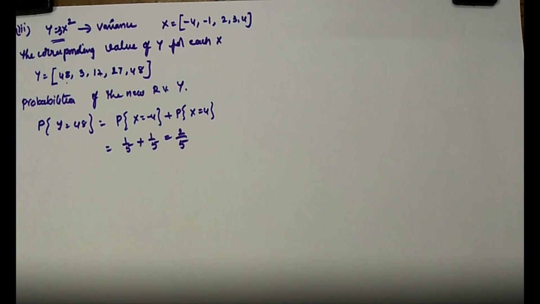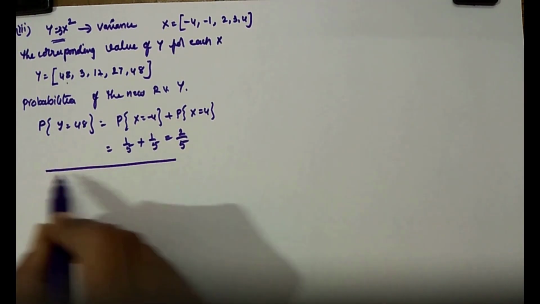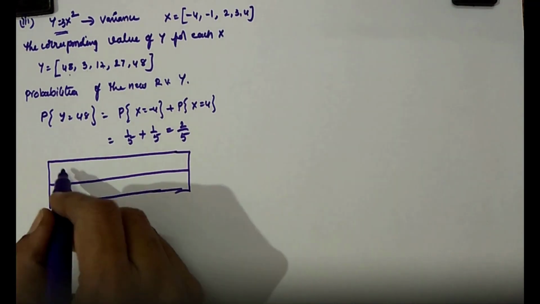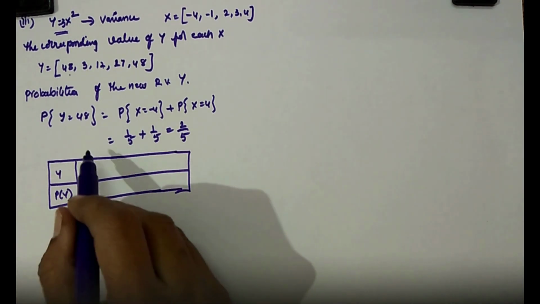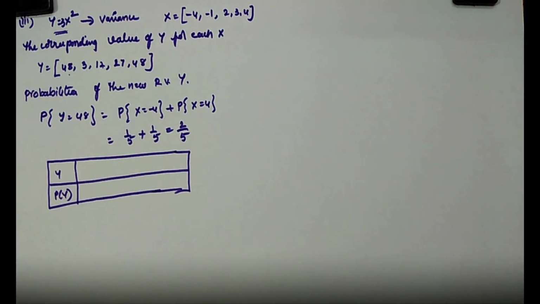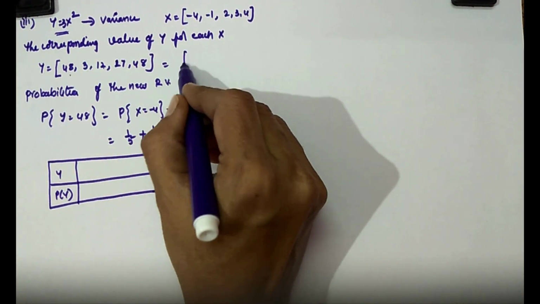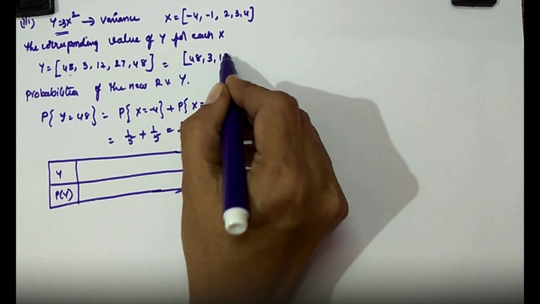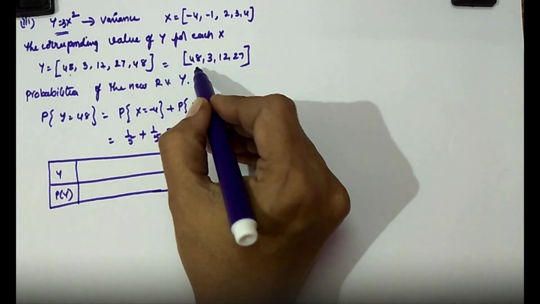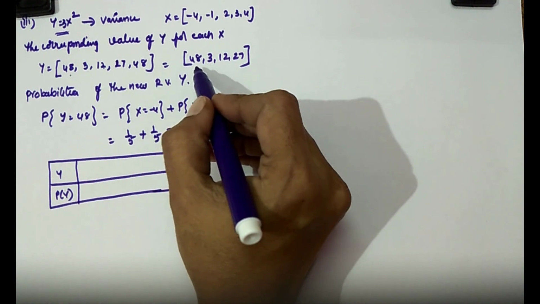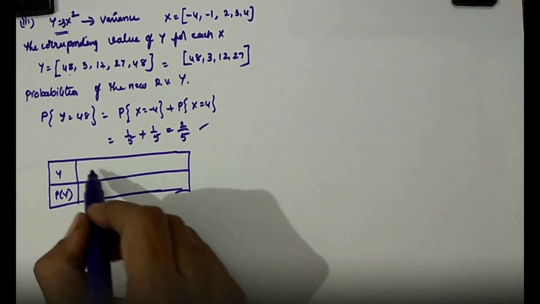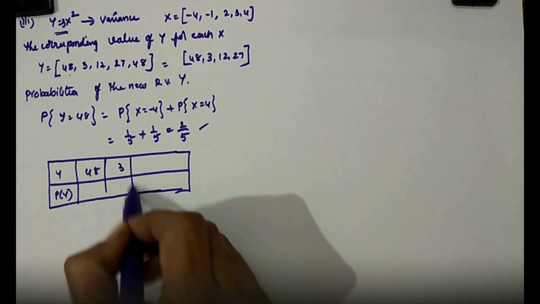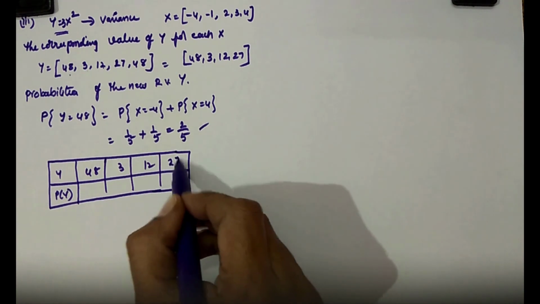So totally, if you form a table for the new random variable y, this is y and this is p of y. What are the values here? Actually we have 5, but as these two are the same, you can write 48, 3, 12 and 27. There is a high probability for 48 because it appears twice, and we calculated it also. So totally 48, 3, 12 and 27.